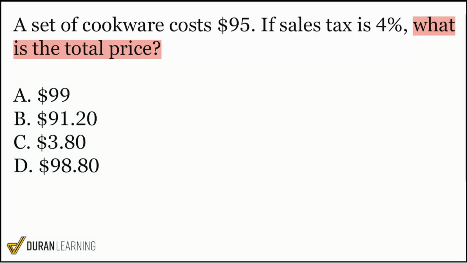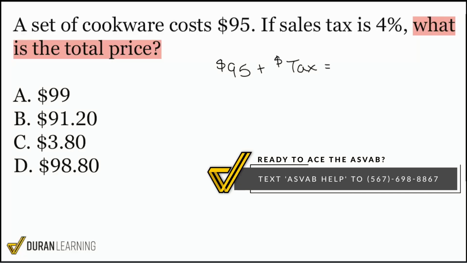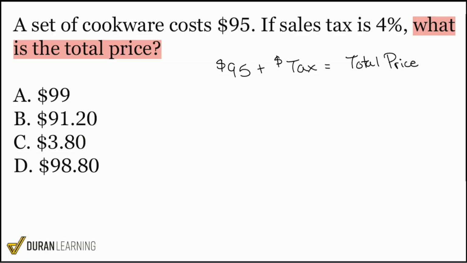In this case, though, we see that it says a set of cookware costs $95 and the sales tax is 4%. We want to know the total price. Here's how we'll get there. The way that we'll get the total price is we're going to begin with that original amount, that $95. And we're going to add, because again, tax is adding on top. We pay more tax. So we will add the amount of the tax, and that's going to give us the total price right there. That's where it comes into play. So with that said, let's get after it.